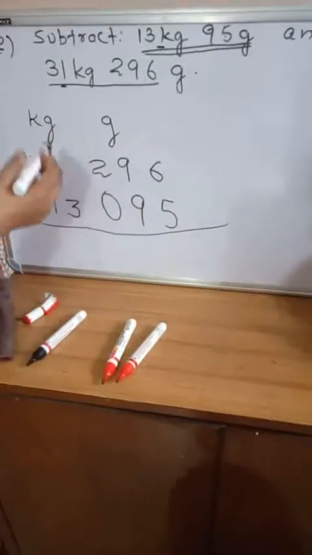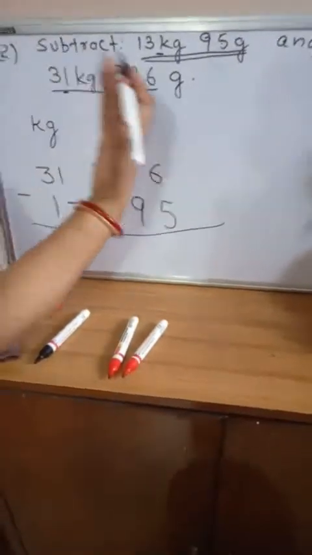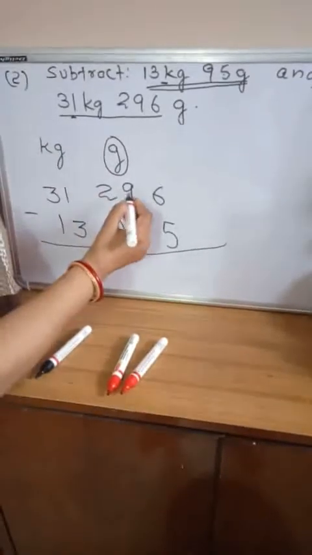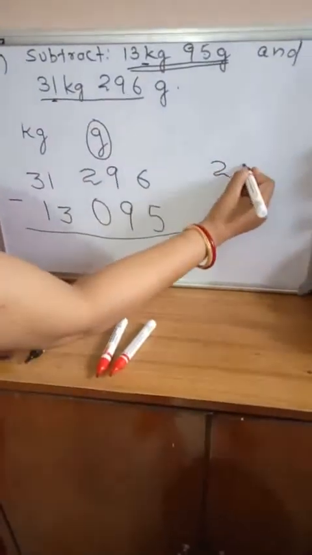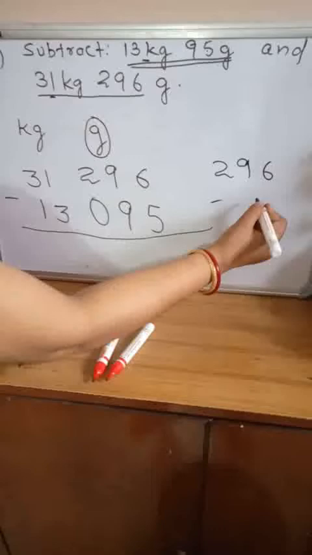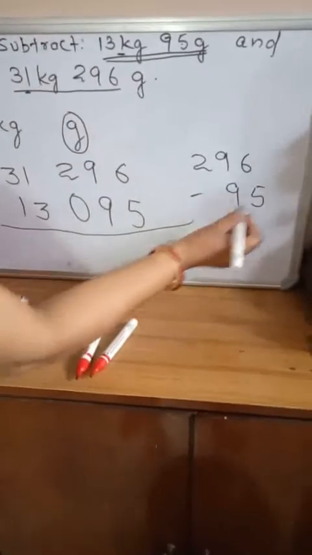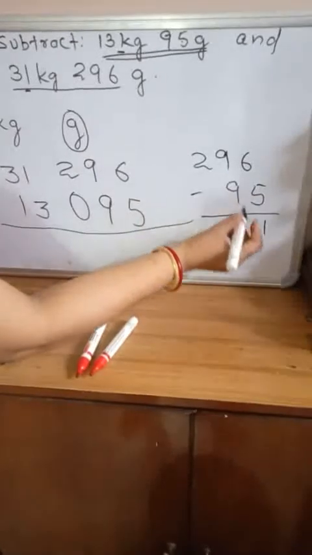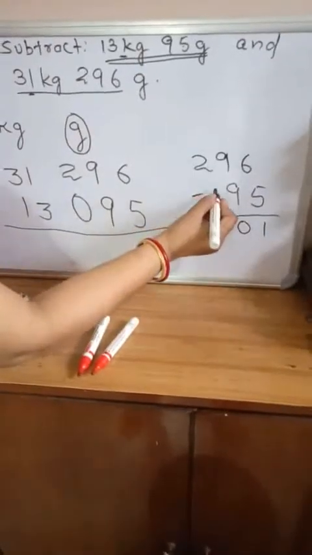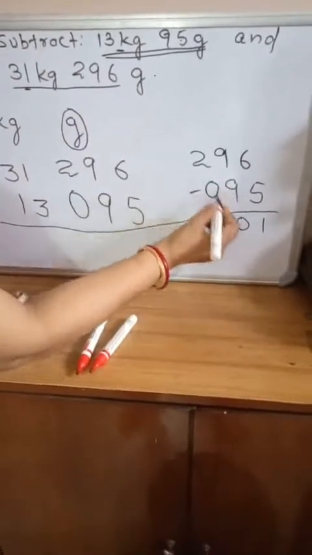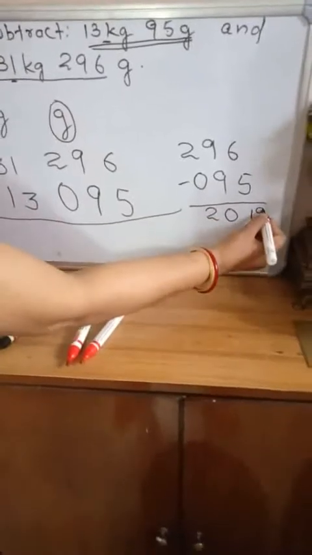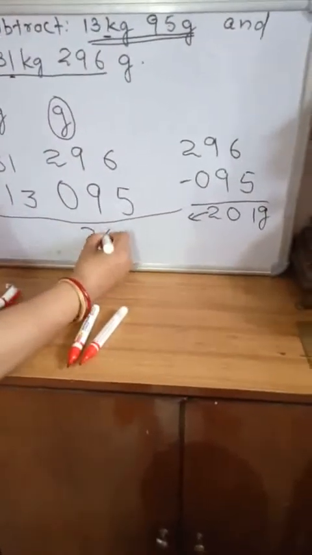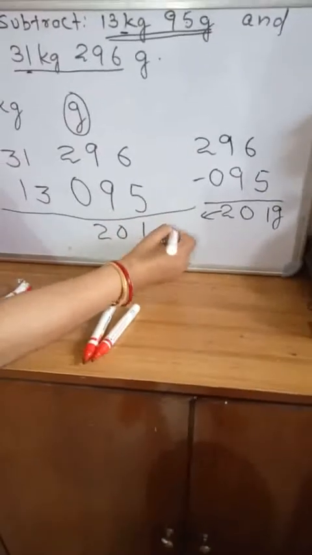Here we have to subtract, start from the right hand side, from the smaller unit. So firstly we subtract what? 296 minus 95. 6 minus 5 is 1, 9 minus 9 is 0, 2, here no digit is there, 0, 2 minus 0 is 2. So it is 201 gram. I'll write here 201 gram.